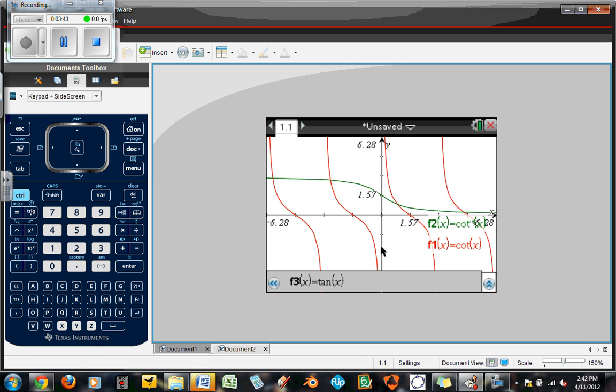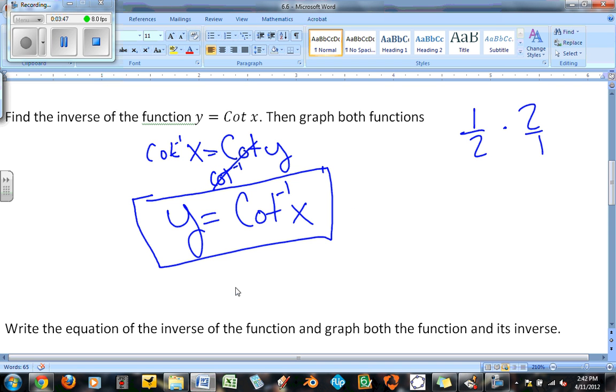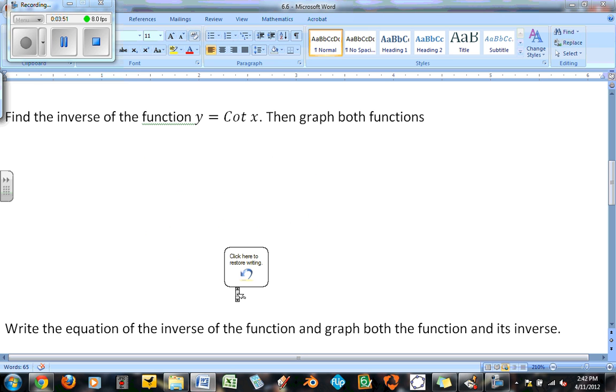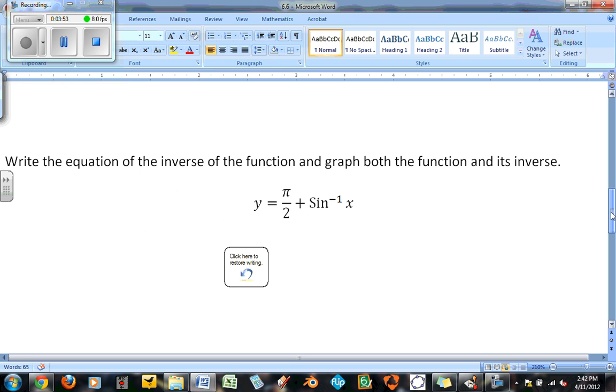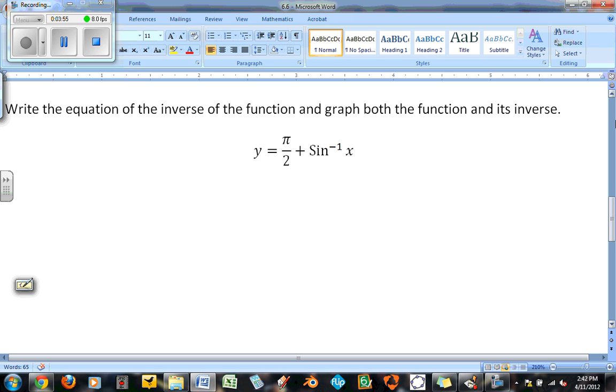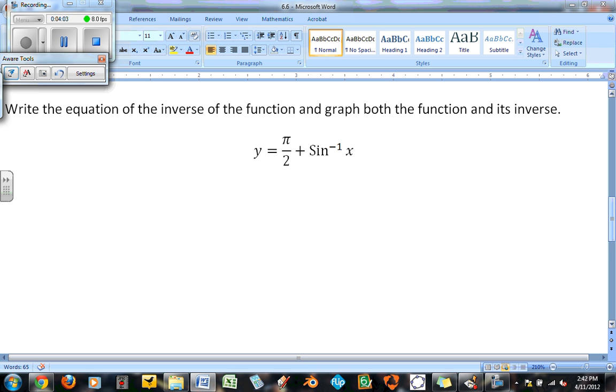And I just wanted to show you on a graphing calculator to make it easier for you and make this video shorter. All right, so moving forward, we have write the equation of the inverse of the function and graph both the function and its inverse. All right, so let's write the equation of the inverse. A lot of you guys like this part because it's algebra, it's easy, it's not graphing. I think that's why you like it the most.